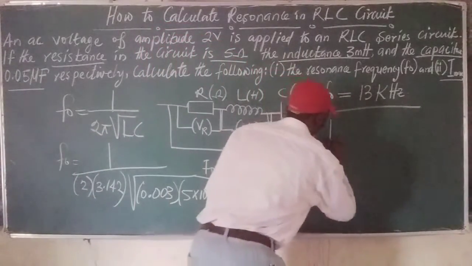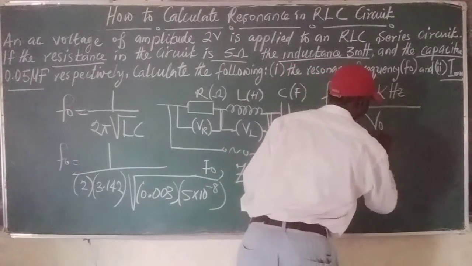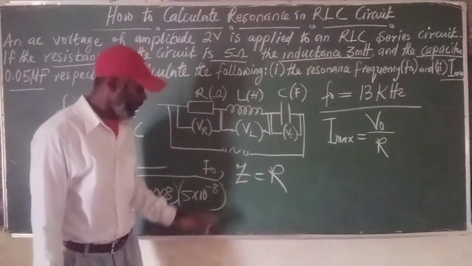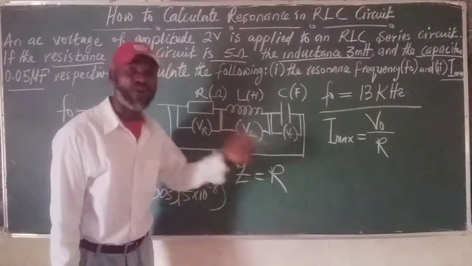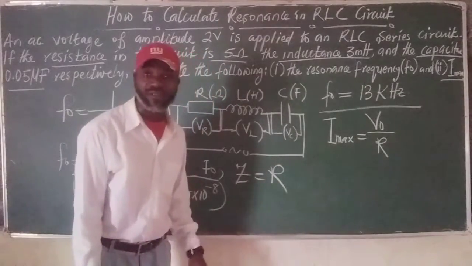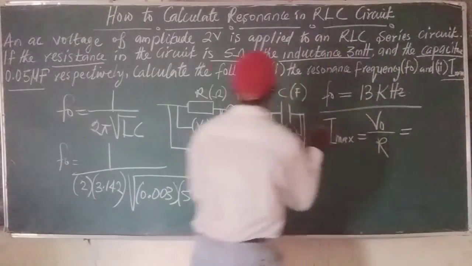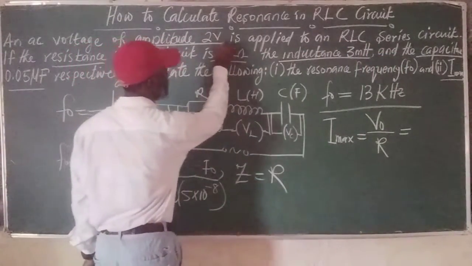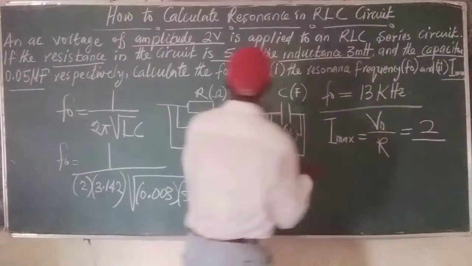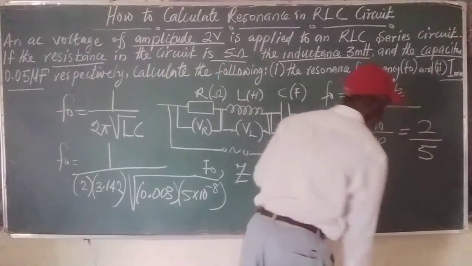To find the maximum current, I max is going to be peak voltage V0 all over resistance. And remember what I said before, that for resonance to occur, the impedance of the circuit must be equal to the resistance of the circuit. So that's what it means. Then the next thing we need to do is to substitute the peak value of the voltage, the amplitude, which is given as 2 volts. So we do that: 2 all over the value of the resistance, which is 5 ohms.